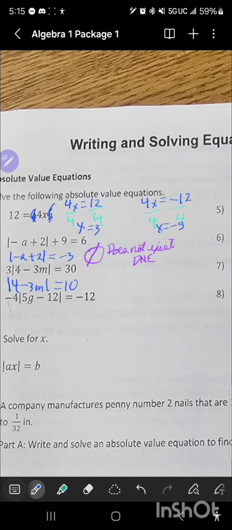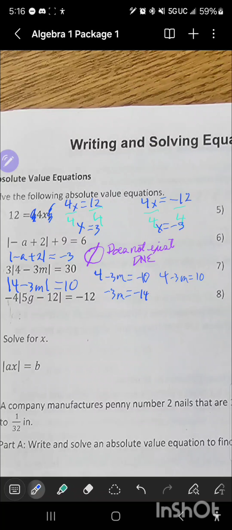Now, since I already have the absolute value on one side, I'm just going to set the equation equal to negative 10 and 10. So 4 minus 3m equal negative 10, and 4 minus 3m equal 10. I subtract 4 from both sides, and I have negative 3m equal 4 minus 4 is 0, and negative 10 minus 4, since they have the same sign, we add them together and keep the sign, so it's going to be negative 14.